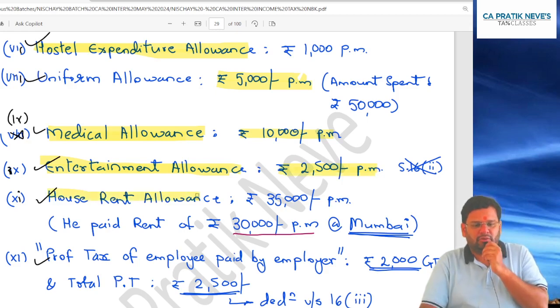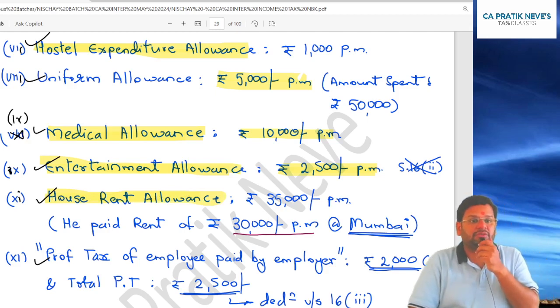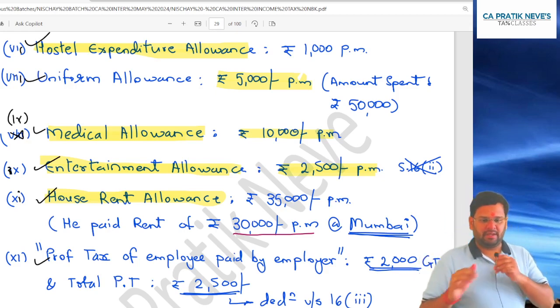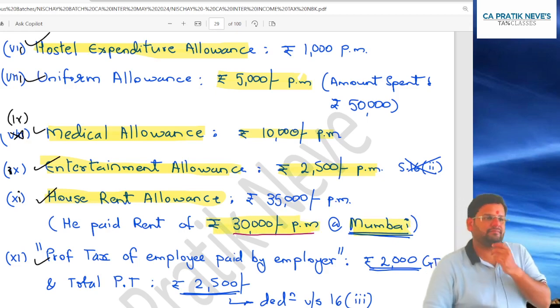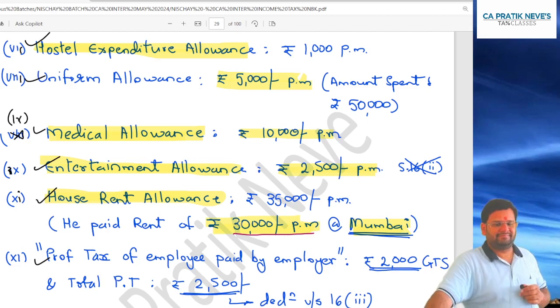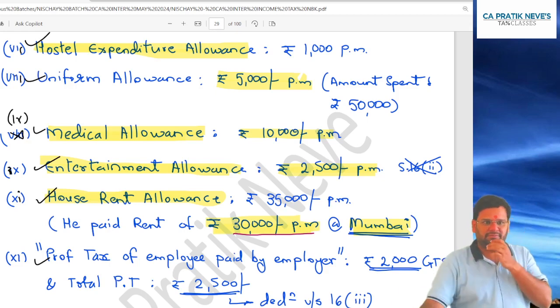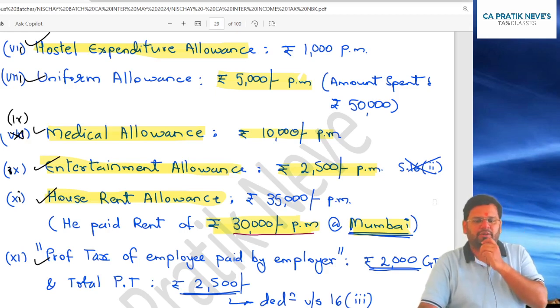HRA. All of you HRA. How much is HRA? 35,000 per month. And he paid a rent at 30,000 per month. In which city? Mumbai. Where does it matter? 50% of salary. And then comes last point. So now your brain is activated to solve this. Okay, so now comes last point, friends.